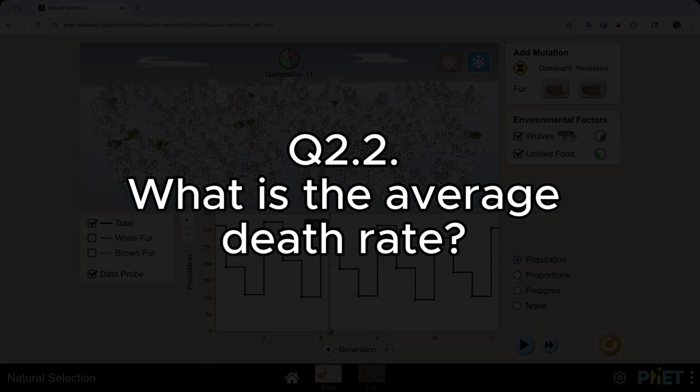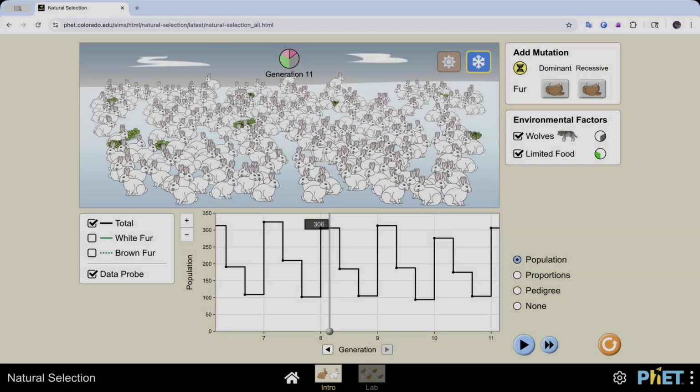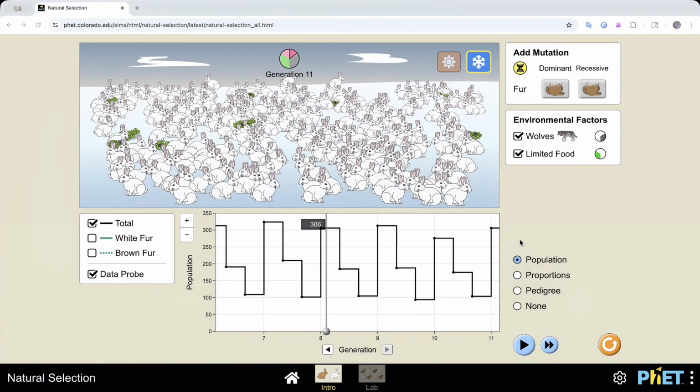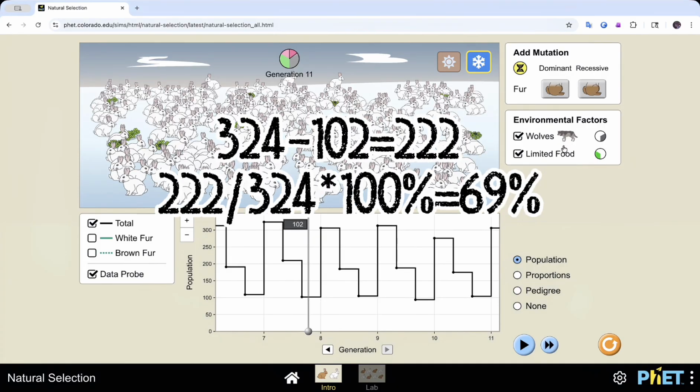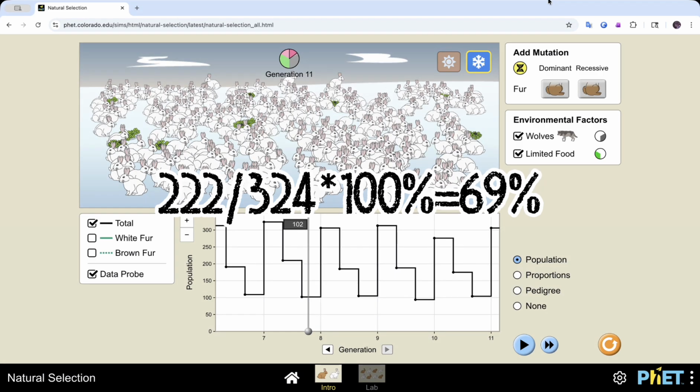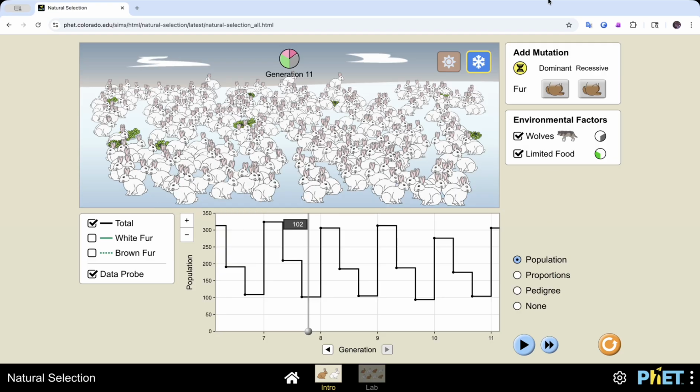Now, what is the average death rate? To calculate the death rate, we look at how much the population drops from its highest point to its lowest point. For example, the population dropped from 324 down to 102. That means 222 bunnies were lost. We divide 222 by 324 and multiply by 100. That gives us a death rate of approximately 69% for that cycle. Looking across all our cycles, the average death rate is approximately 67%. That means about 2/3 of the population is lost during each decline phase.